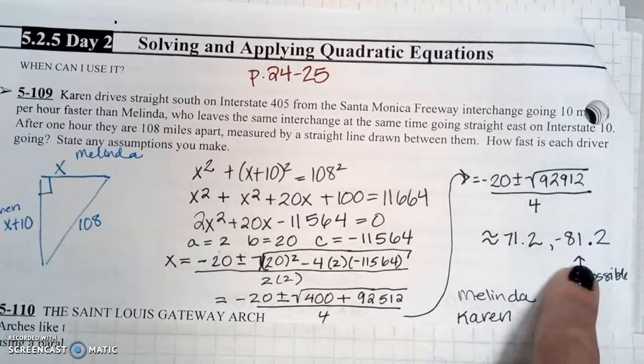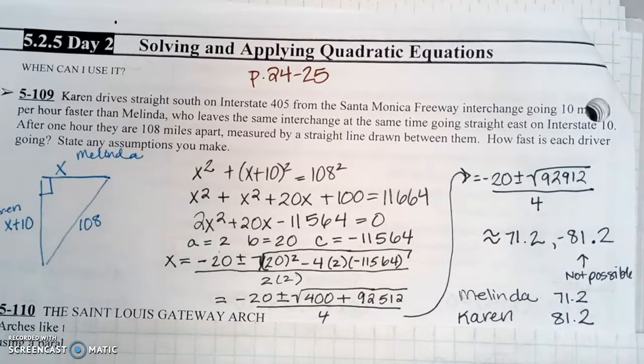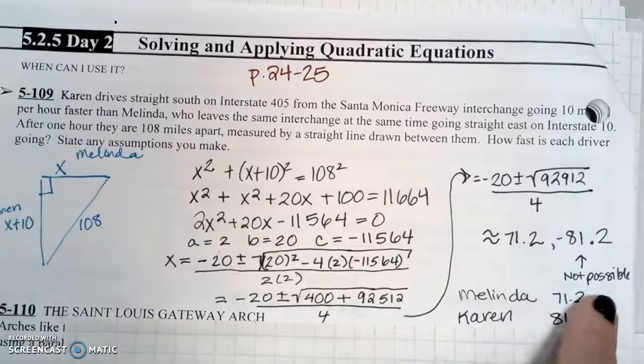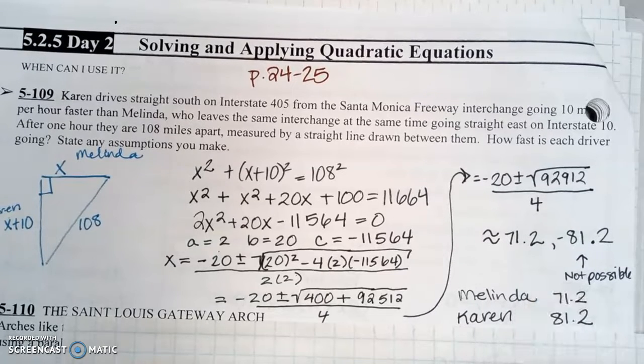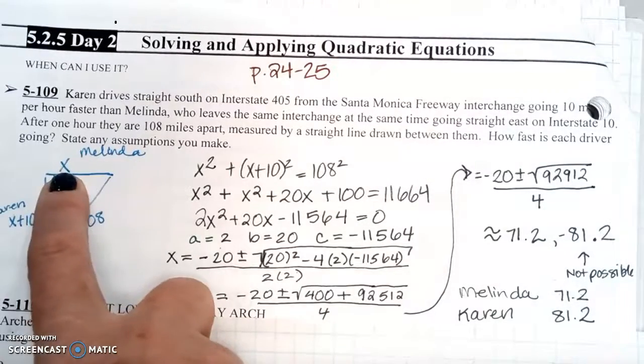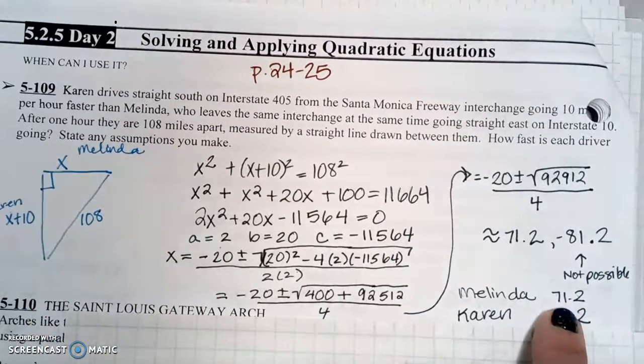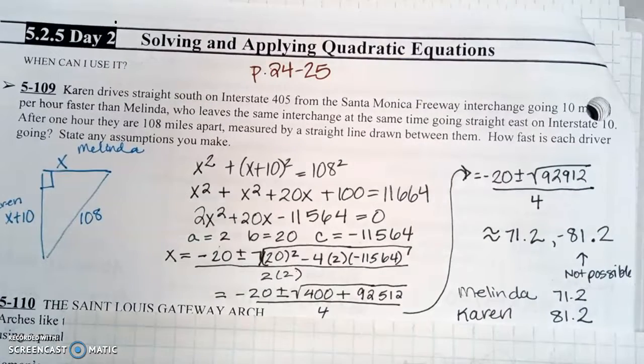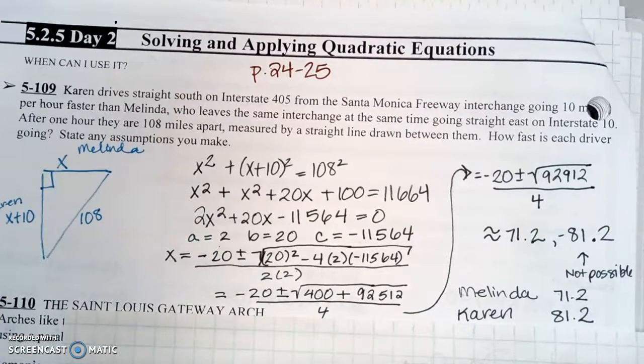No. Okay, so in this case, because it's a word problem, and this happens frequently with word problems, if you have a positive and a negative answer, frequently the negative answer doesn't make sense. Not always. Sometimes it does. But in this case, it doesn't. So we're going to say that it's not possible to drive negative 81 miles per hour. And so Melinda, who was our X, is driving 71.2 miles per hour. Karen is 10 miles per hour faster, so she's 81.2. Okay? Any questions on problem 109?